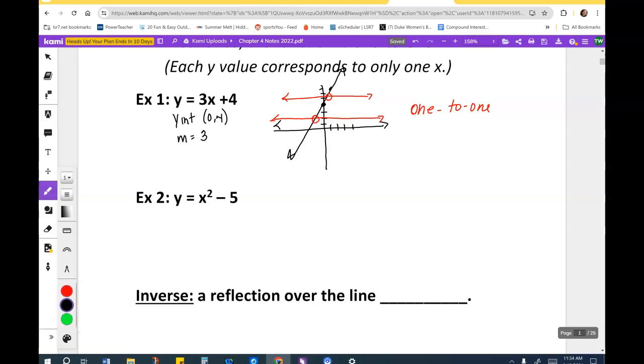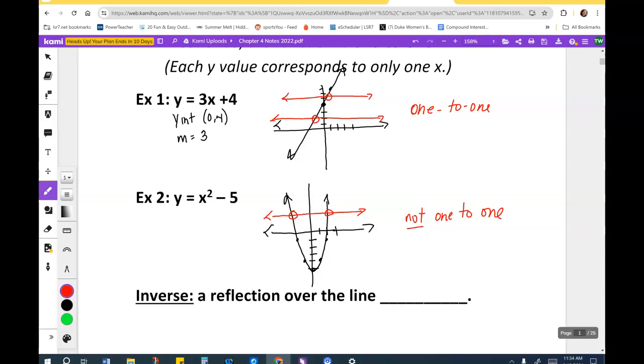Okay, that's different from this next one. If we graph this one, okay, this is our parent function just shifted down 5. So we go 1, 2, 3, 4, 5. And we know that our parent function is going to look like this. It's just shifted down. Now if I draw a horizontal line through this, it's going to intersect in 2 points. So this looks okay, but it's not one-to-one, because it crosses the function in 2 places.